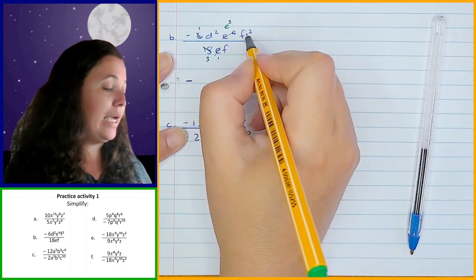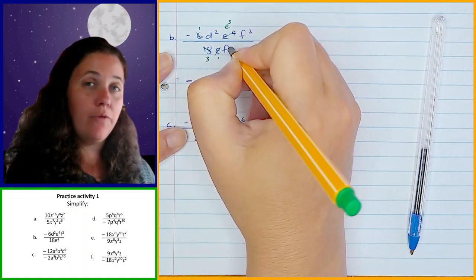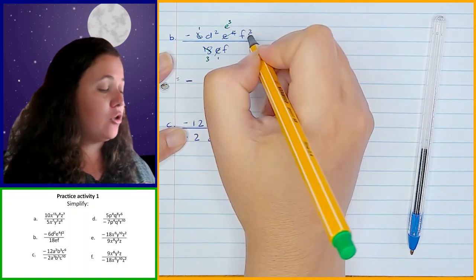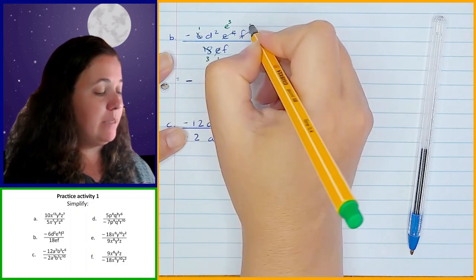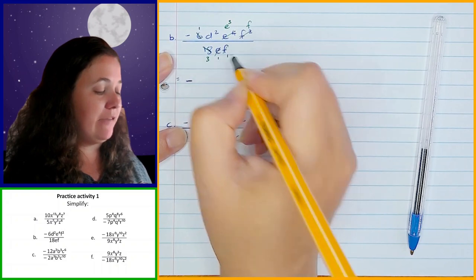And then f squared divided by f, that is, again, an exponent of 1 over here. You can't see it, but it is still there. So I've got 2 minus 1, and that gives me 1. So that gives me f to the power of 1, or just f. And on the bottom, it cancels out again, giving me just 1.